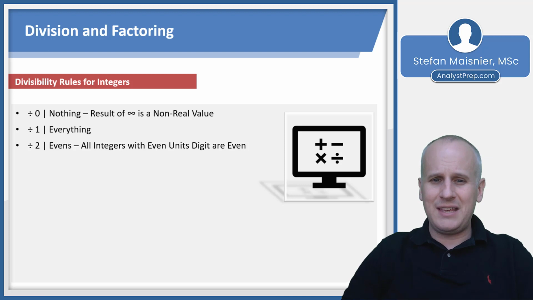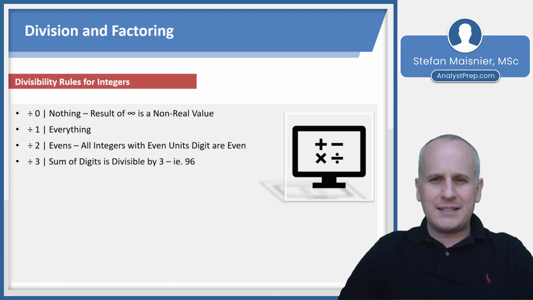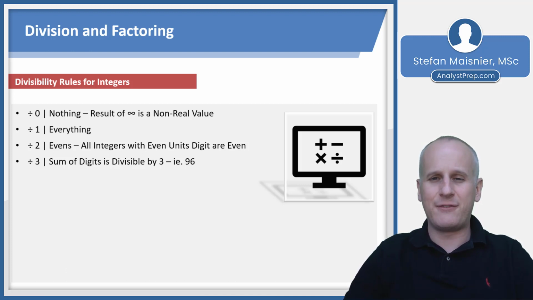Dividing by 2 are the evens, and any integer with an even units digit is going to be even. So that's how you can test whether something is divisible by 2, just looking at whether the units digit is 0, 2, 4, 6, 8. And remember, 0 is technically an even. To test if something is divisible by 3, you can just sum the digits of the integer and determine if that sum is divisible by 3. So for instance, 96, the sum of the digits is 9 plus 6 equals 15, and 15 is divisible by 3, so therefore, so too will be 96.